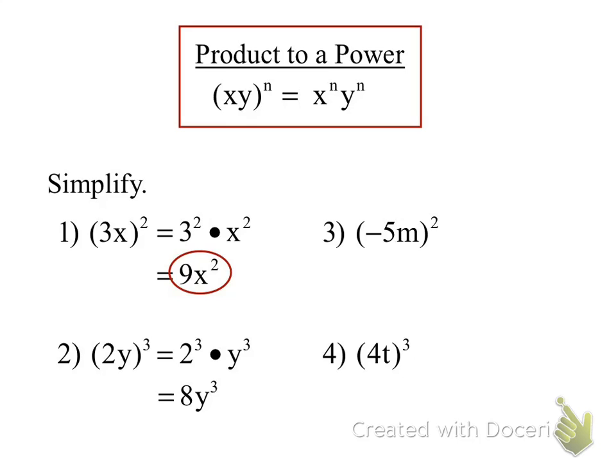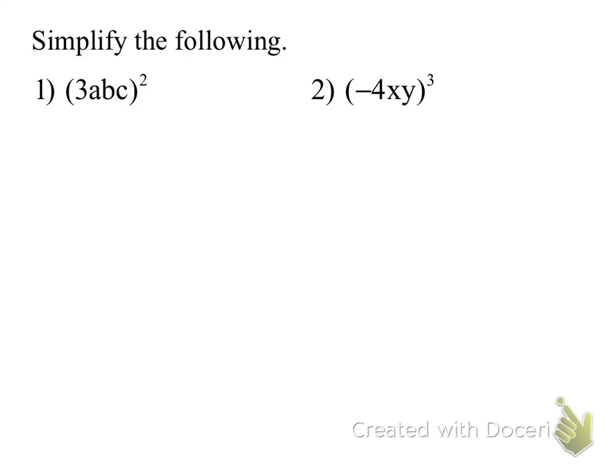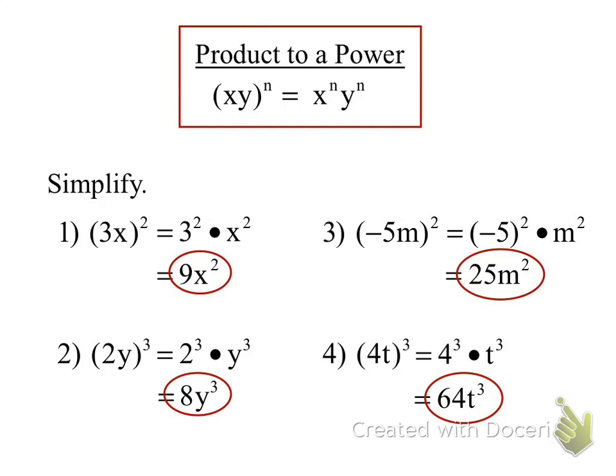Mary, can you tell me what number 4 is? Number 4, I got 64 t to the third power. Perfect. 4 cubed, t cubed, 64 t cubed. I thought cube was 4. No, cubed means the third power. There's no special name for the fourth power.